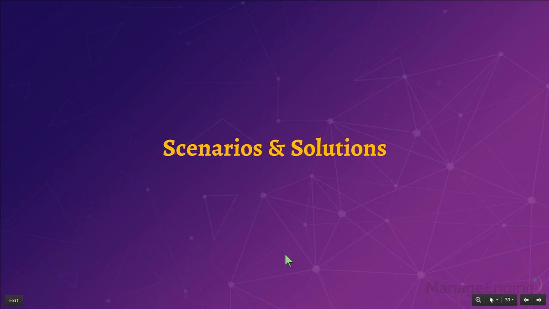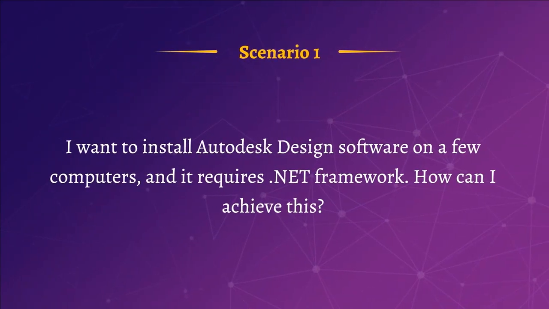Let's quickly look at some scenarios and solutions. Scenario 1: I want to install Autodesk design software on a few computers and it requires .NET Framework. How can I achieve this? This scenario talks about what if I have to install a specific application first and then proceed to the second one. Do I have an option for it?